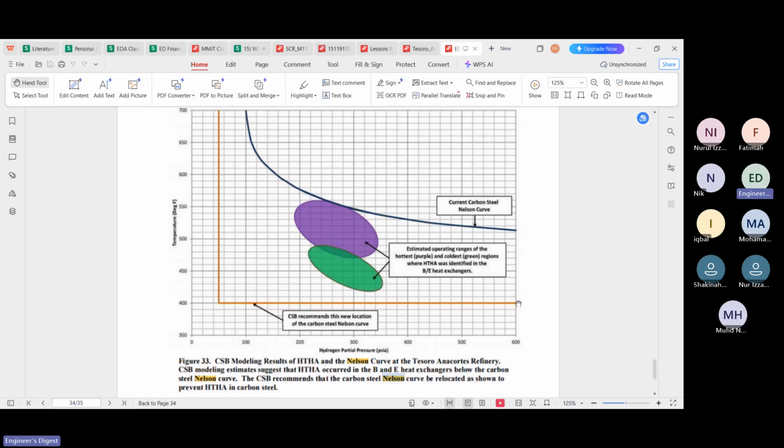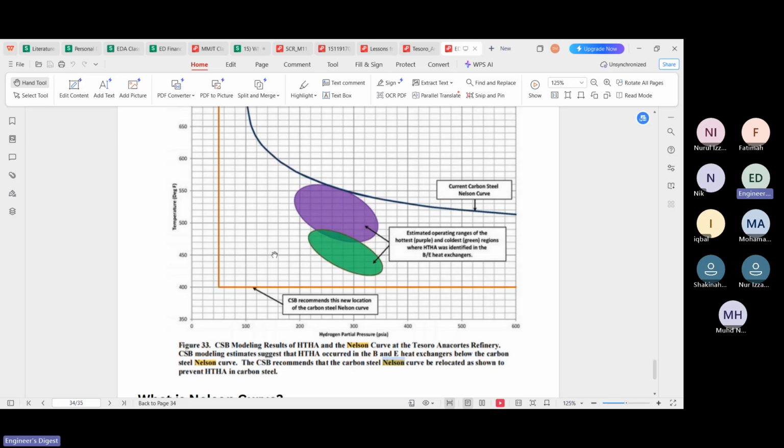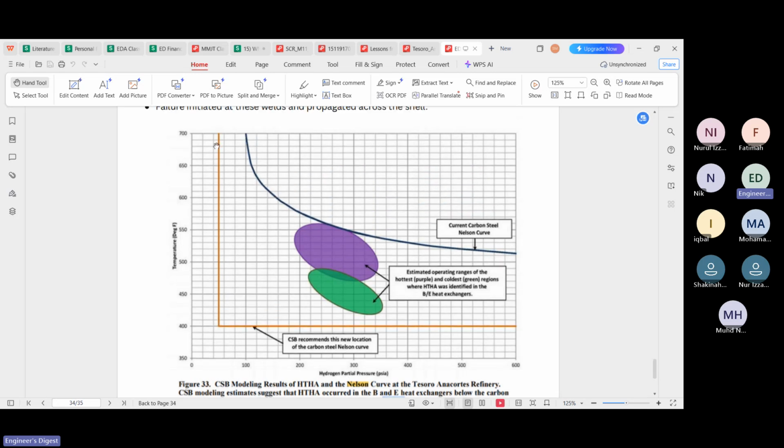This is the line. So their recommendation is, in order to use carbon steel, it needs to be below 400 Fahrenheit. Above 400 Fahrenheit and above this 50 PSIA hydrogen partial pressure, we cannot use it. So this new line is being introduced. Whatever is above here, we cannot use carbon steel. Whatever is less than here, we can use carbon steel, and we need to do PWHT as well.